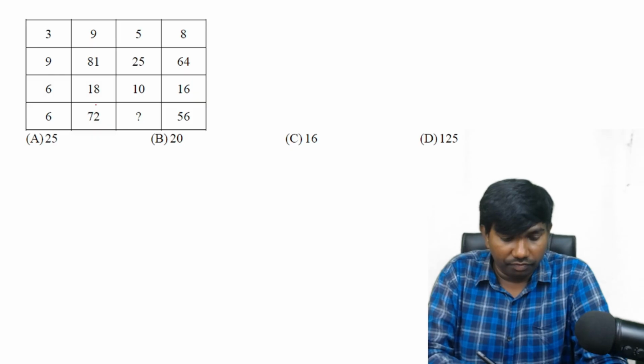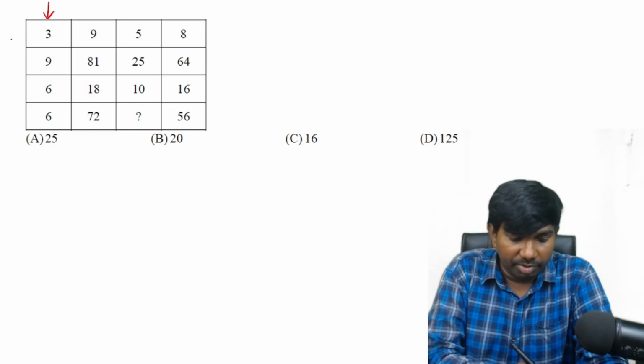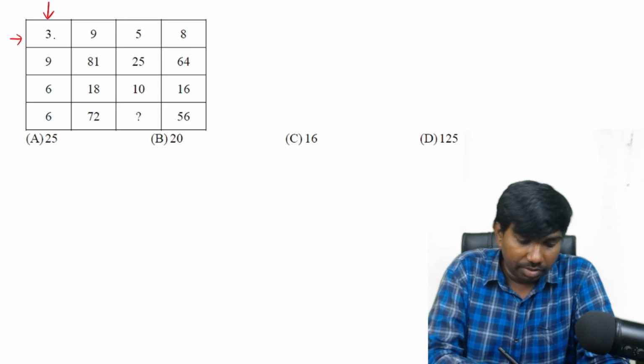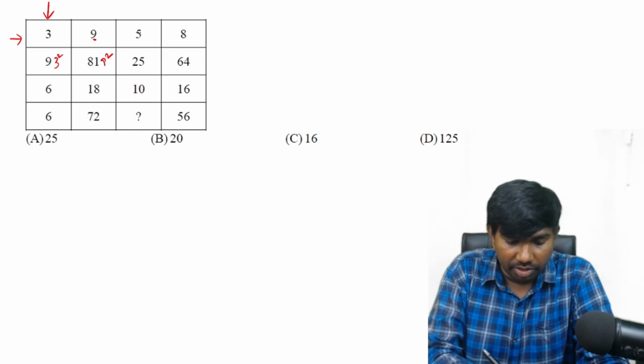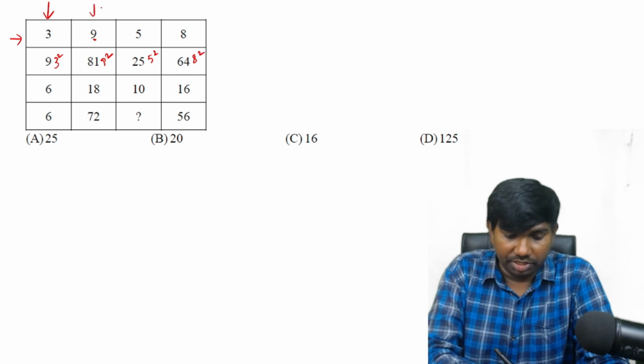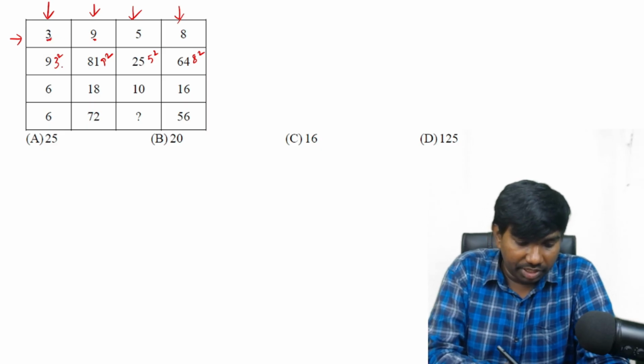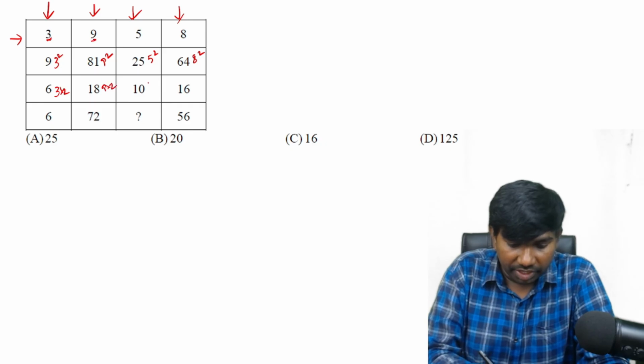And here also we may try column wise or row wise. So if you observe the numbers, column wise it is better to take, I think. So this is 3 and it is 3 square, 9, 9 square, 5, 5 square, 8 and 8 square, correct? In this way. Next, the third row numbers are also related; we can relate with the first row. This is 3 and 3 twos, 9 and 9 twos, 5 and 5 twos, and 8 and 8 twos.